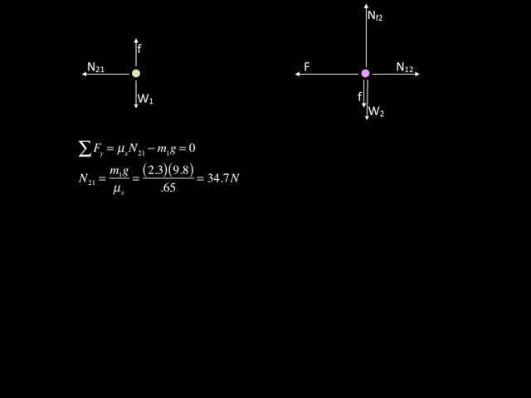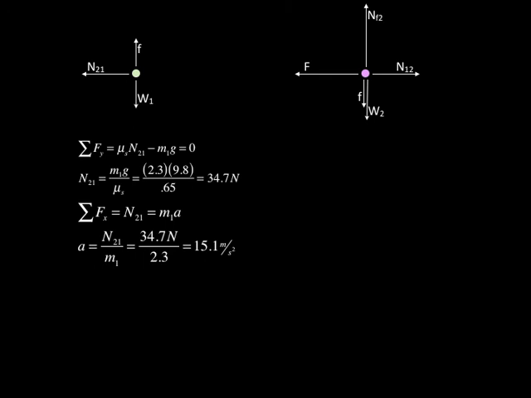Looking at the x direction, the sum of the forces in the x direction is equal to the mass times the acceleration, or the acceleration is just equal to that normal force divided by the mass, because there is only the one force, and we get 34.7 newtons divided by 2.3 kilograms, and we get 15.1 meters per second squared.